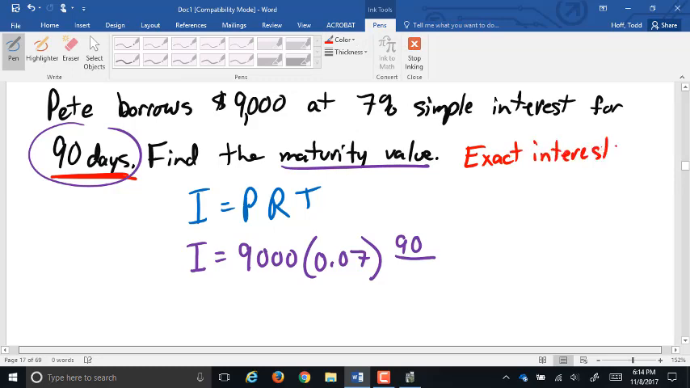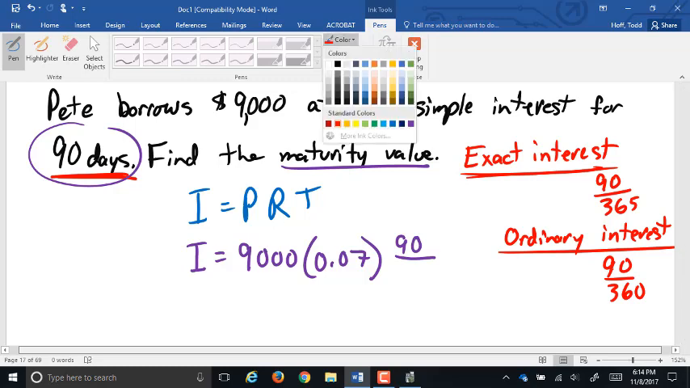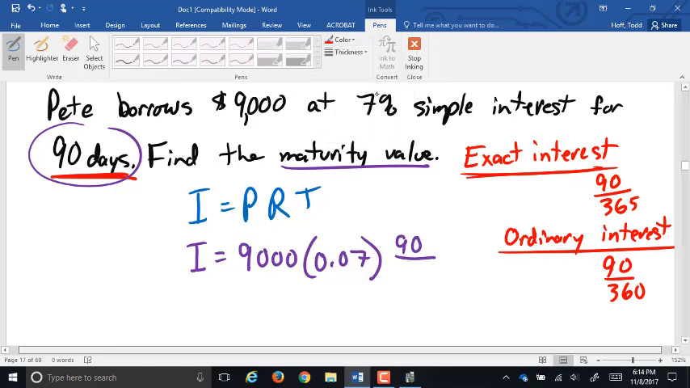There is something called exact interest. If it were exact interest, it would be 90 over 365. That is the exact amount of interest. But then there is something else called ordinary interest. Ordinary interest, they figured, is 90 out of 360. Why a 360? Very good question. Why on earth would they decide to alter the number of days in a year?